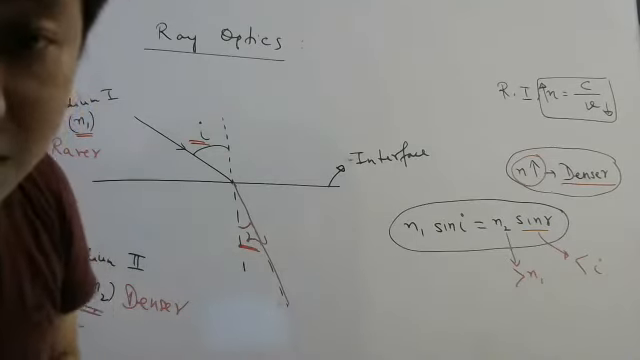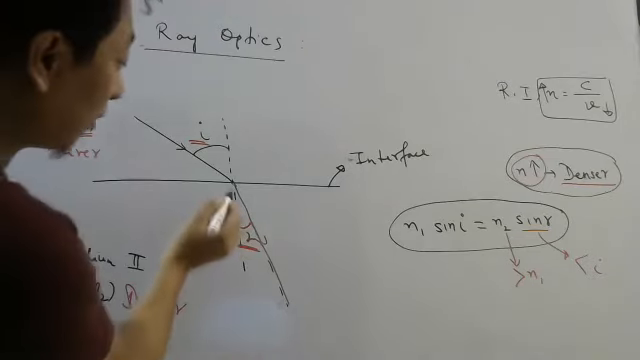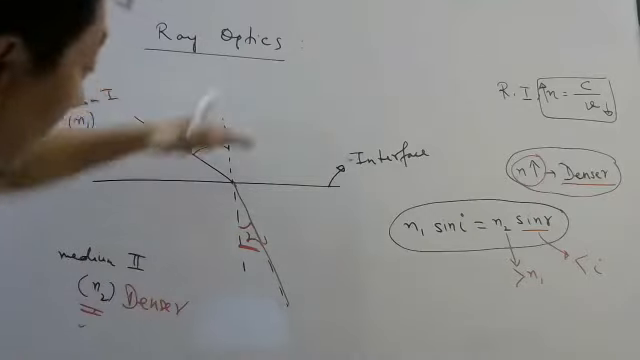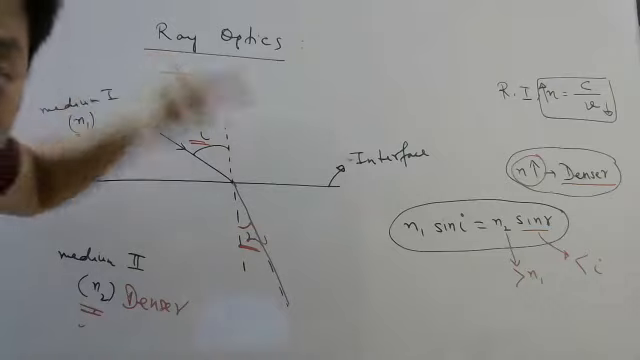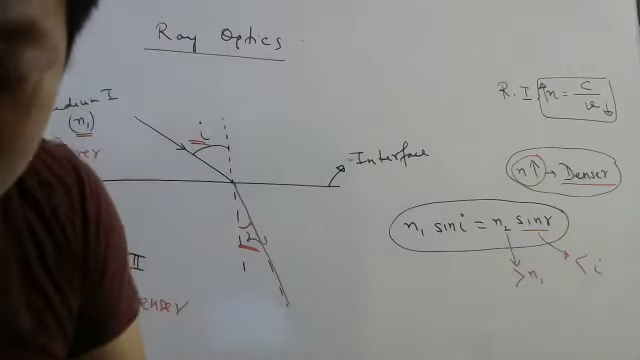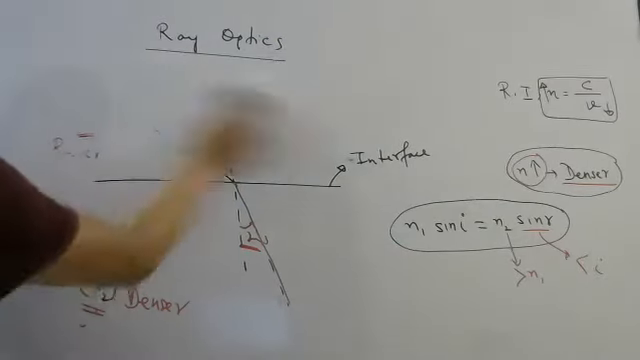Now tell me what happens if light travels from denser to rarer, ulta. Then it will bend towards or away. Rarer to denser, it bends towards. So denser to rarer, it will bend away. Okay, so that is what you should remember. So that is the main idea behind this Snell's law.